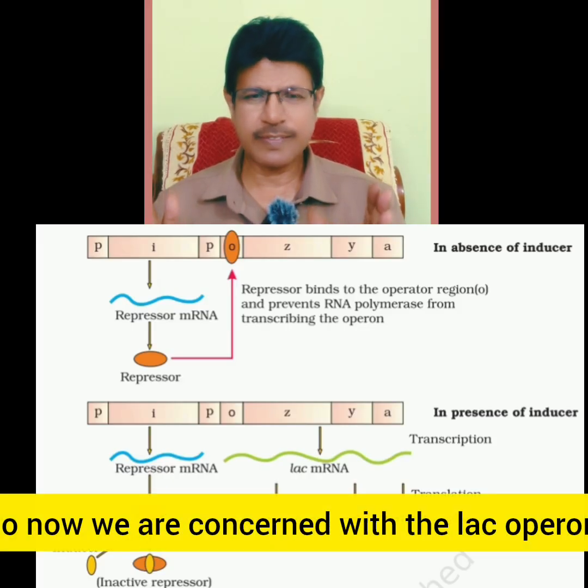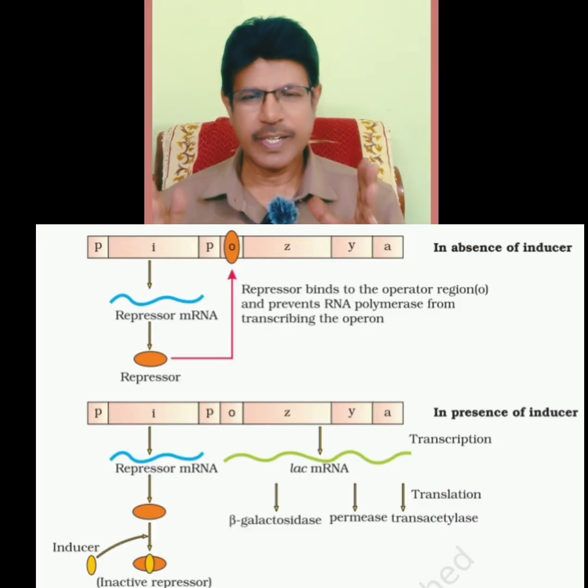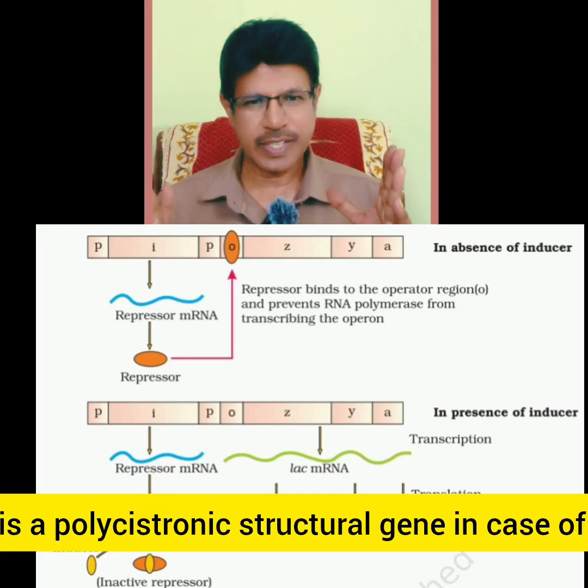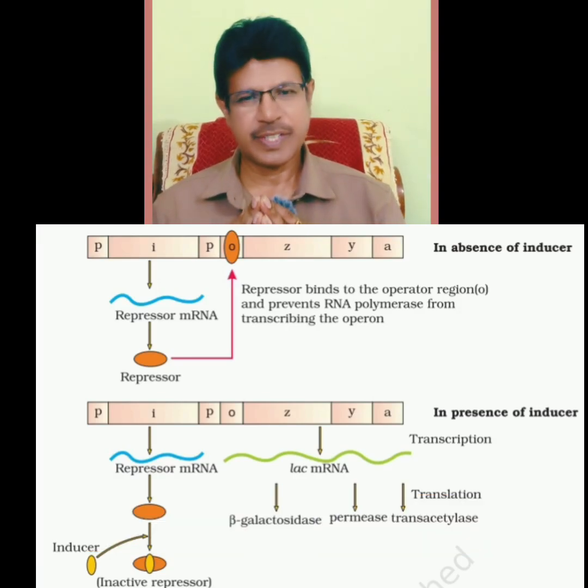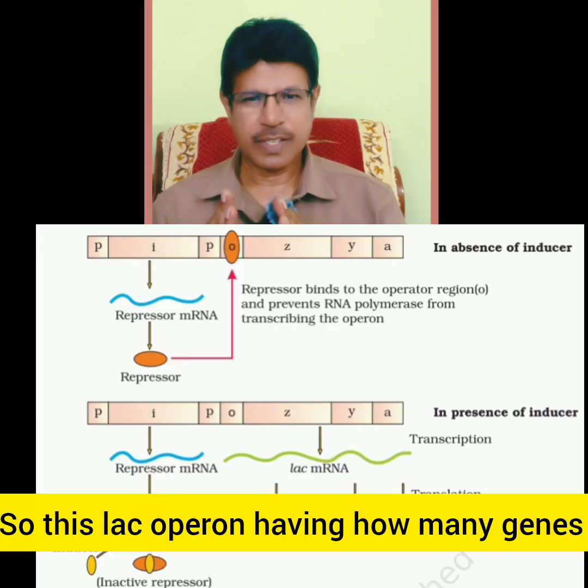So now we are concerned with the lac operon. It is a polycistronic structural gene system in case of E. coli. Next, how many genes does this lac operon have?